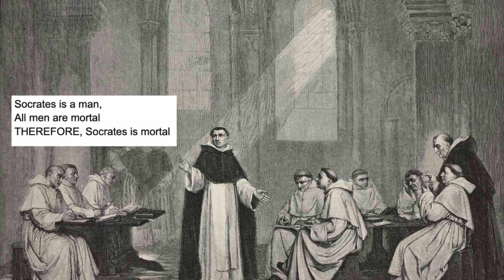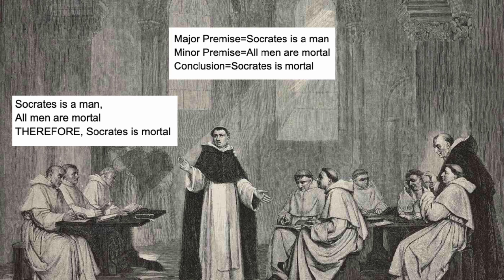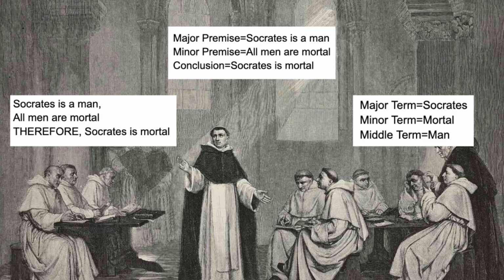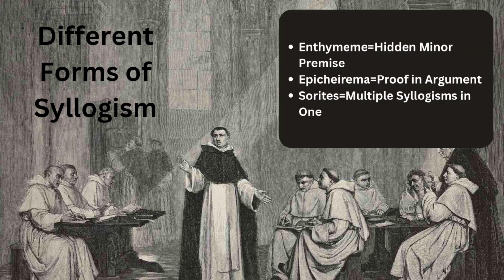So with our syllogism above, Socrates is a man, all men are mortal, therefore Socrates is mortal. Socrates is a man is the major premise. All men are mortal is the minor premise. Therefore Socrates is mortal, that's the conclusion. So Socrates, that's the major term. Man, that's the middle term. Mortal, that's the minor term. And each of these, as I said, are repeated twice.